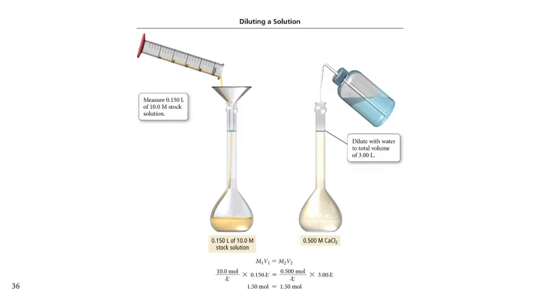Here's how you might dilute a solution. Here we're using 0.150 liters of a 10 molar stock solution. We're putting it into a flask that's larger, and we're diluting with water, so we get a total volume of 3 liters. So the number of moles here is the molarity, 10 moles per liter, times the volume in liters, 0.150. So that's 1.5 moles of solute. In the diluted solution, now the concentration here is 0.5.